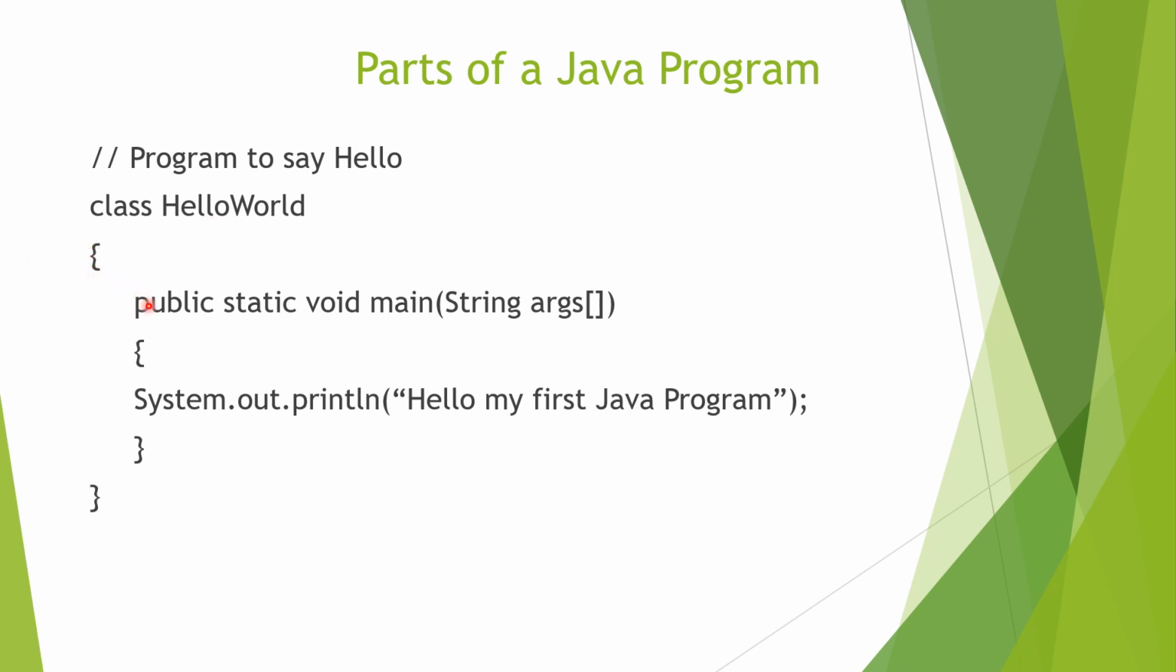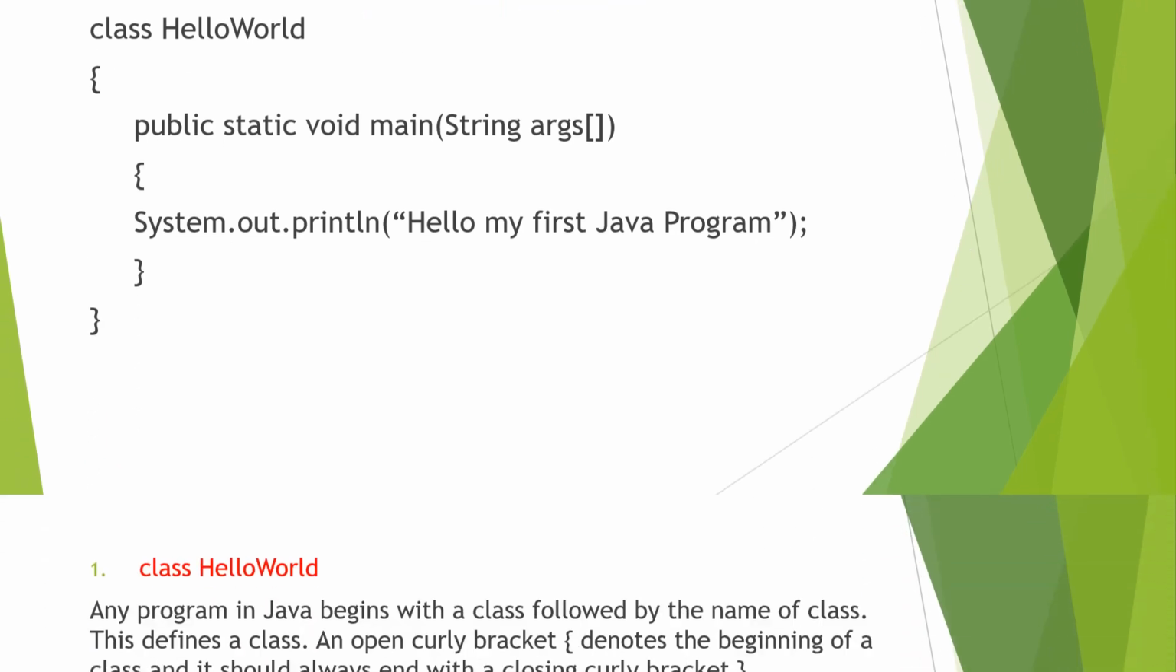Inside the class, what are you writing? You are giving a function which is the main function. Public static void main string args. Then this is the open bracket of main function. Then you have displayed a message, hello my first Java program, by using this function println. Then the main function closed. Then the class closed. Let's see its example.